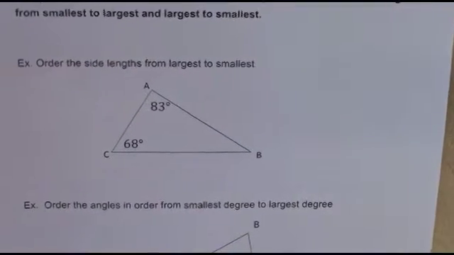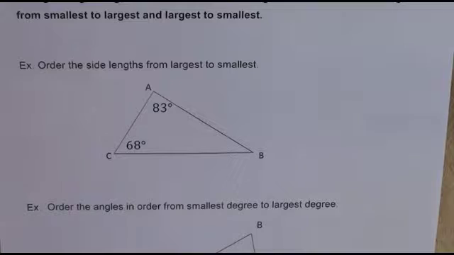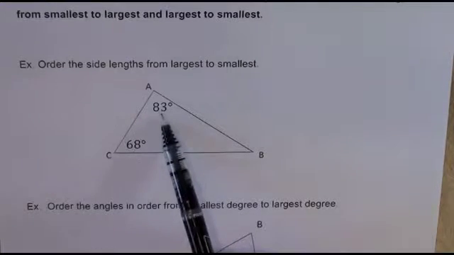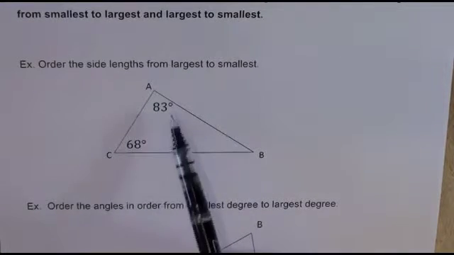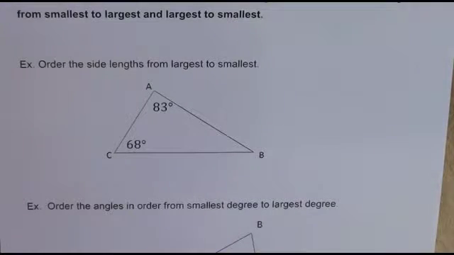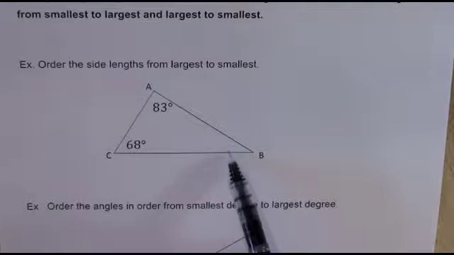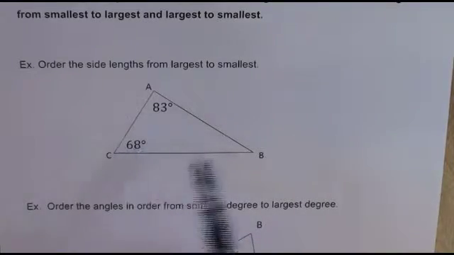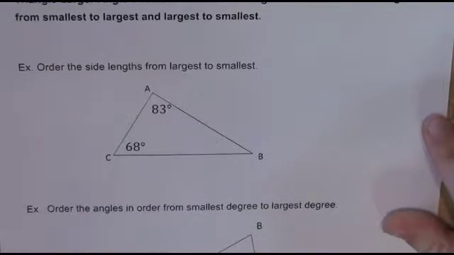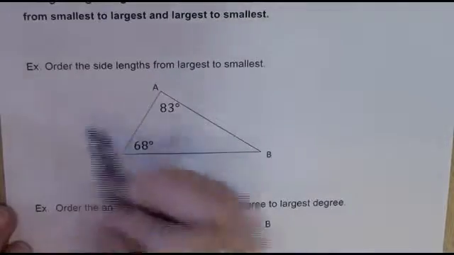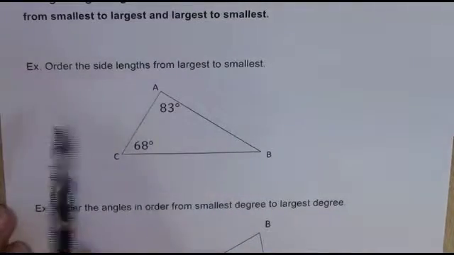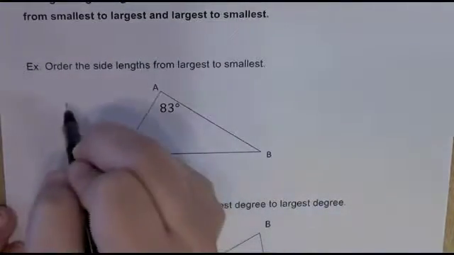What we need to worry about first are the angles. Look, we have a 68 and we have an 83. 68 is smaller than 83. However, we are missing the third angle. We have to find it. We know that the three angle measures have to add up to 180. So let's do that over on the left side, 83 plus 68.